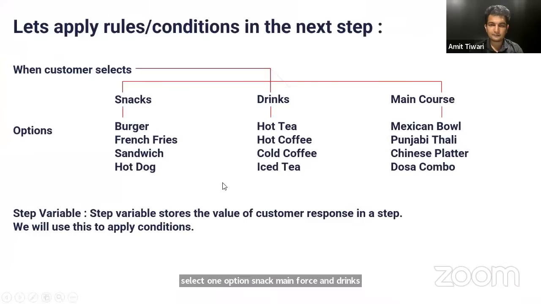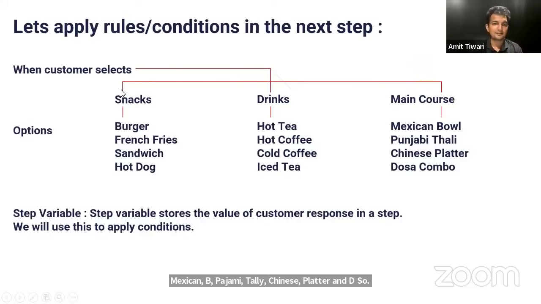After selecting, let's apply the conditions in the next step. So you must have learned about if-else statements, right? So when customer selects snacks, then I have to give these options, burger, french fries, sandwich, hot dog, which were in my website, right? When customers select drinks, I have to give these four options, hot tea, hot coffee, cold coffee, iced tea. When customer selects main course, I have to give these four options, Mexican bowl, Punjabi thali, Chinese platter, and dosa combo. So I need to create an if-else statement.